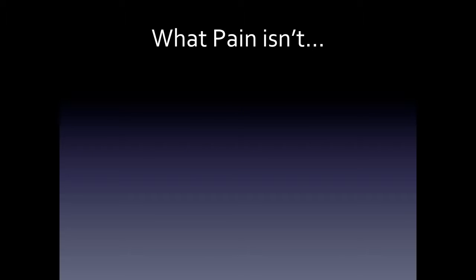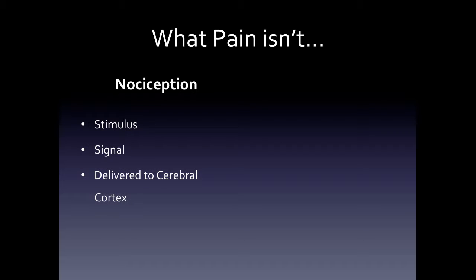Now, what pain isn't? Right? This is really key. Pain is not nociception. And nociception is basically a stimulus, meaning if I poke you with a needle in your finger, there's a stimulus that's generated. That stimulus is received by nociceptive receptors in your body that sends a signal through your nerves that's delivered to your brain. Okay, that's what nociception is. It's simply a stimulus and a signal that's delivered to your brain.